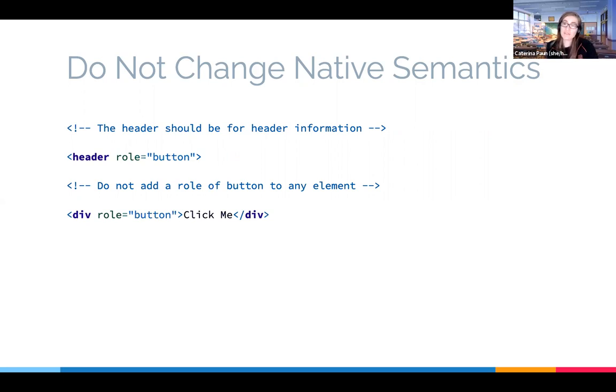Another way to change native semantics is to start adding various ARIA attributes. For example, if we have a header and we wanted to make it into a button, you have this role of button. This is not a good idea. Just adding a role of button adds button semantics, but it's not going to add some of the behaviors associated with a button or an input type button element, including the various event types associated with it. Same thing with the div. You can add the role that's going to add semantics, but again, it's missing some of the behavior.